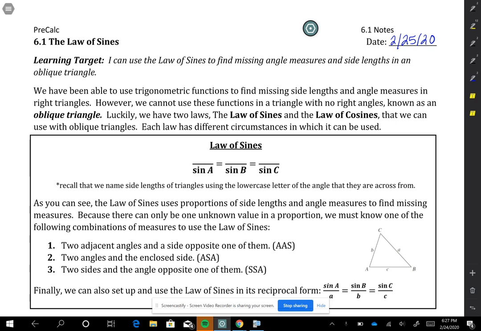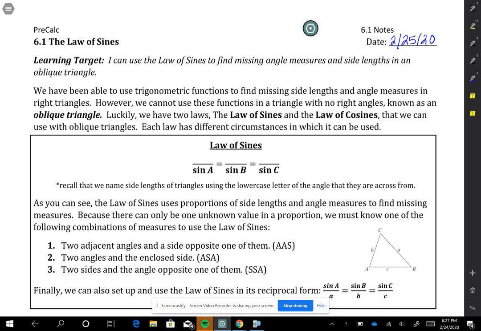Hey guys, welcome to our video in which we're going to be introduced to the law of sines. Our learning target for this is I can use the law of sines to find missing angle measures and side lengths in an oblique triangle.